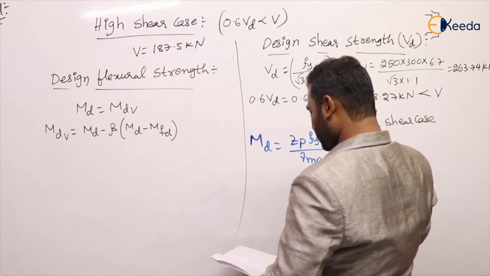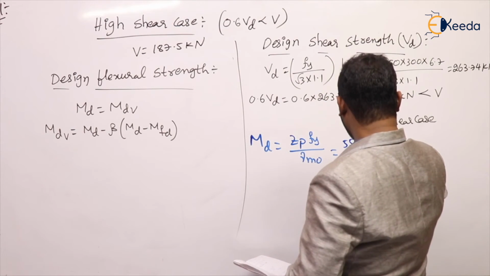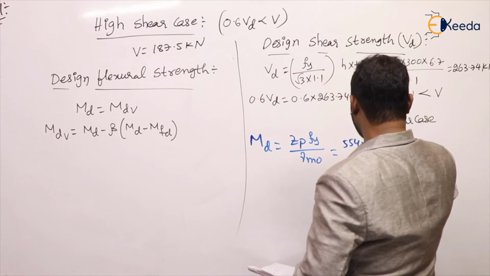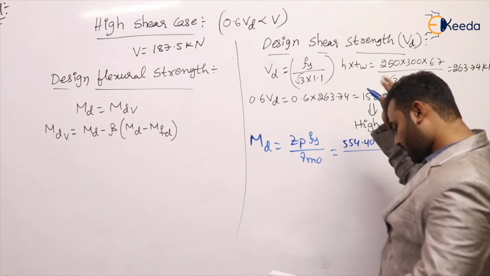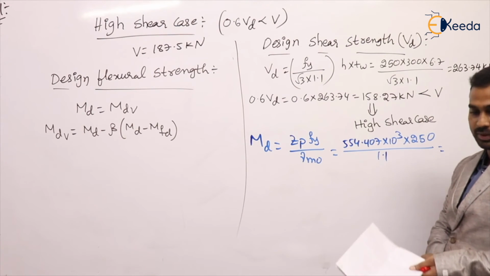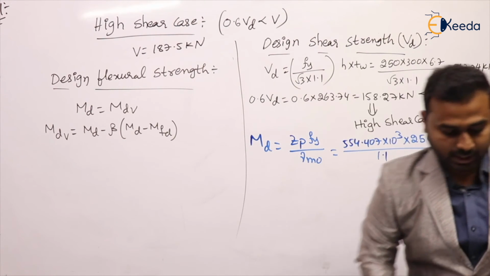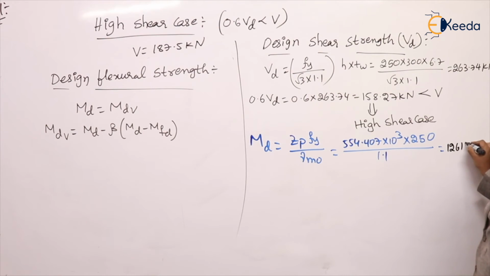So ZP for this section is 554.407 into 10 cube. So that is the ZP into Fy is 250 by 1.1 by 1.1. Then we will get MD. So MD comes out to be 126 kilonewton meter. Okay, that is MD.